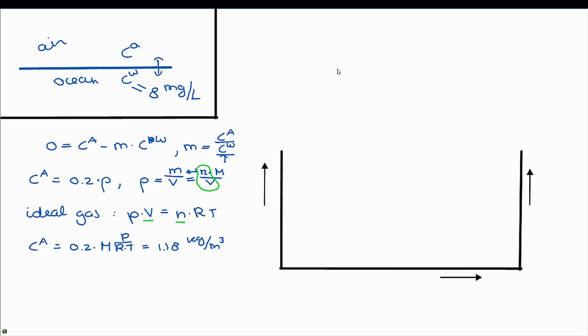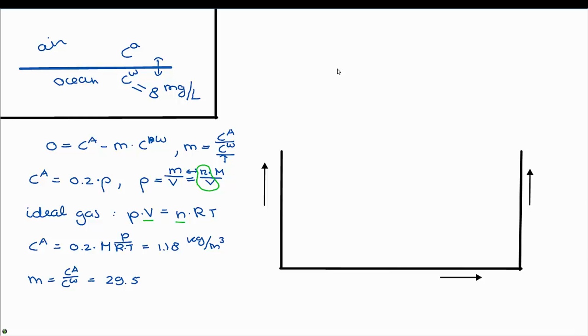And then I have everything to find my partition coefficient. I know my concentration in the air and my concentration in the water, and I find 29.5. So that's that for question 1.